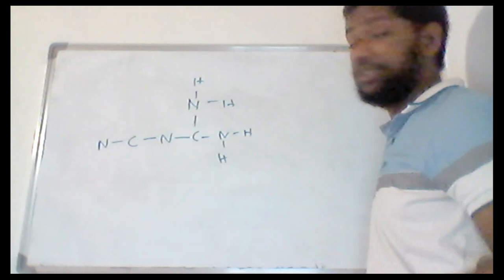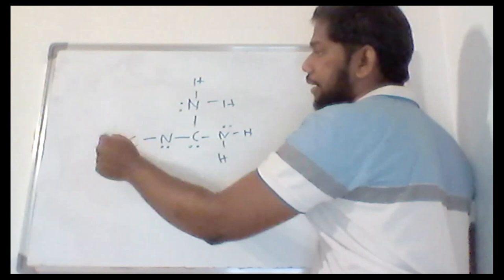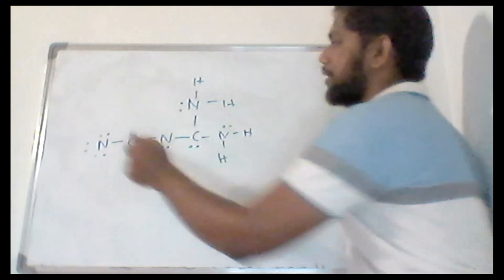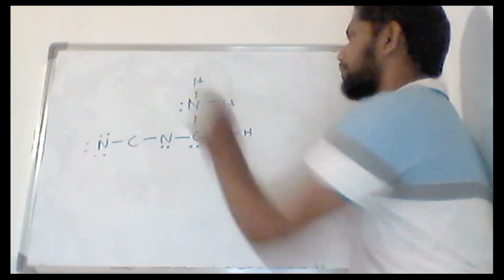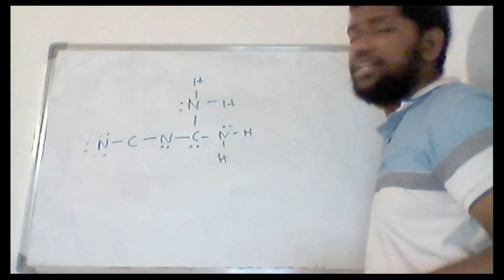So I'll put here 1, 2, and then 3, 4, 5, 6, and even 7 here also. This terminal should be 8. So here there is 8, 8, 8. So the only difference here is this. 1, 2, 3, 4, 5, 6, 7. Now you can imagine this is a big molecule. So whatever you do, you can change the electrons here. In fact, if you want, first you can put the charges.